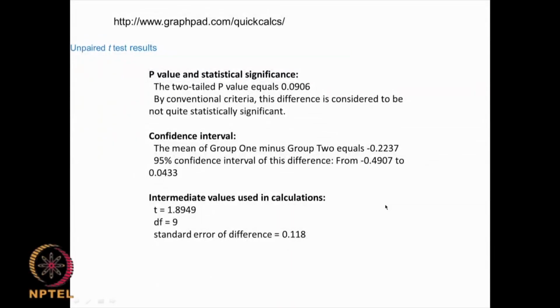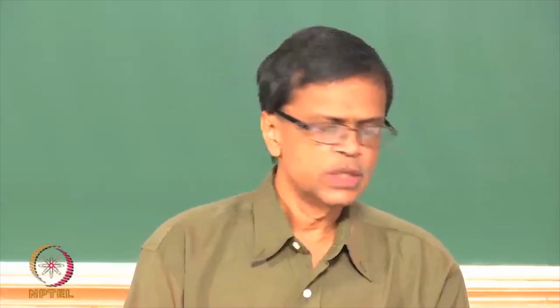Because the t calculated and t table are very close to each other, some software may say it is not statistically significant, some software may say statistically significant. So, especially you need to watch out that if the data is very close, that is t calculated and t table, it is better to do more experiments to have more confidence in your conclusion.